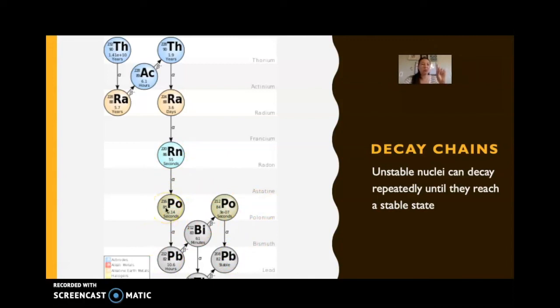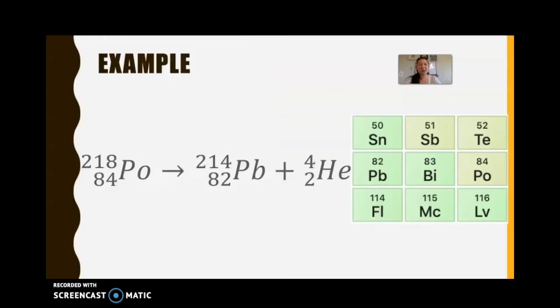So we'll be doing one decay at a time, alpha decay. Try this out on your own. Best of luck.